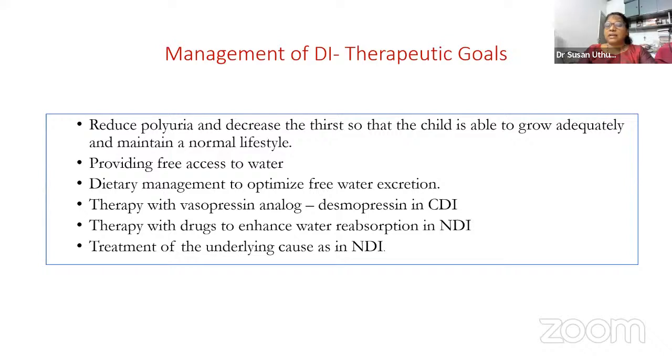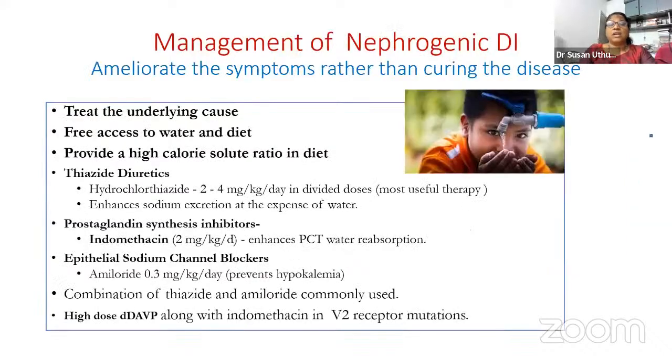And therapy with drugs to enhance the water reabsorption is what you do in nephrogenic DI, and the treatment of the underlying cause. So treating the underlying cause, free access to water and diet, provide a high calorie to solute ratio in the diet, and then thiazide diuretics. Hydrochlorothiazide is the most useful therapy, which will enhance the sodium excretion at the expense of water. And then prostaglandin synthesis inhibitors like indomethacin will enhance the PCT water absorption, as well as a reduction in GFR that is happening because of this, and that improves.